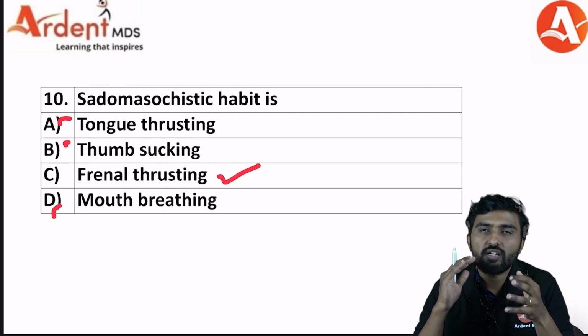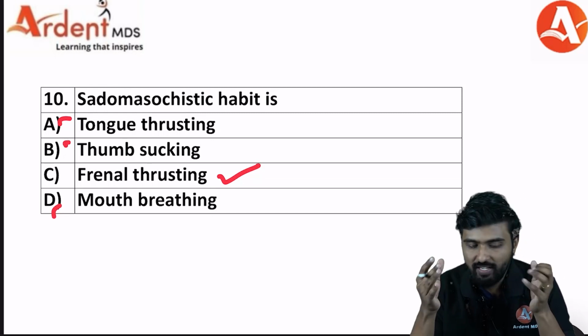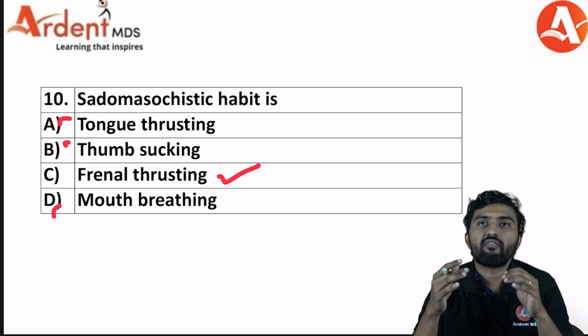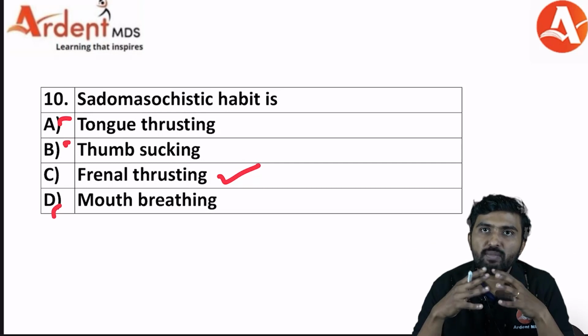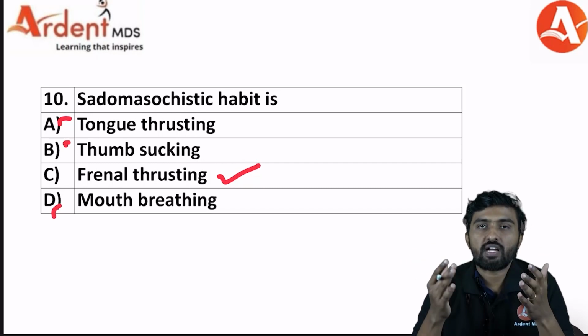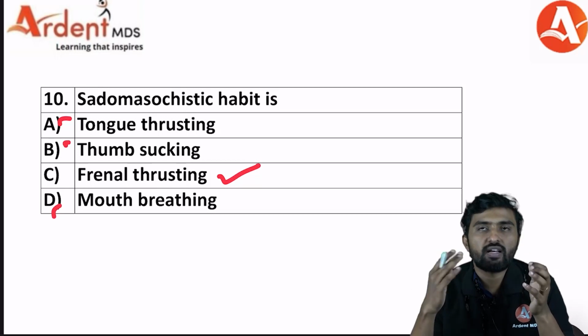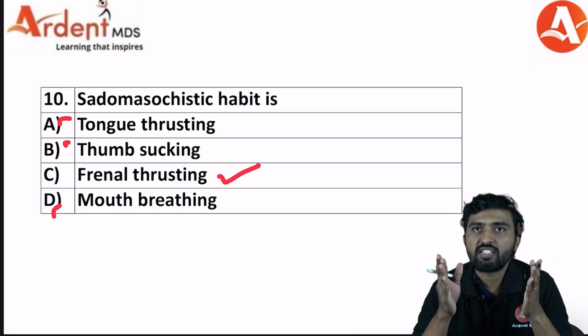These habits are associated with some malocclusion. For example, tongue thrusting would be associated with patients who have open bite or spaced dentition. If the patient is having complete spacing, the tongue would thrust out of the dentition, so they will be having tongue thrusting. Patients who have the habit of thumb sucking will have proclined dentition in the maxillary arch.